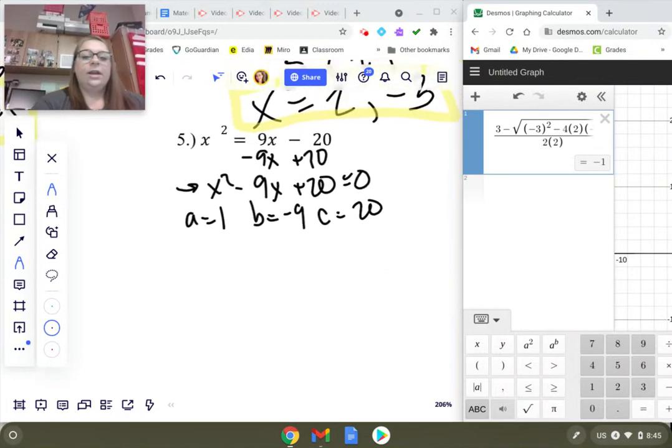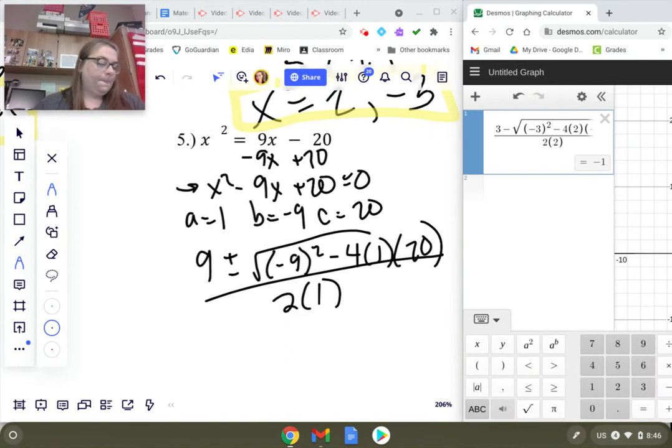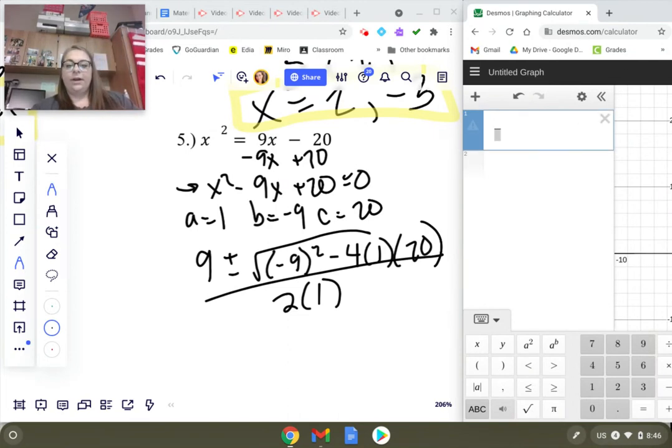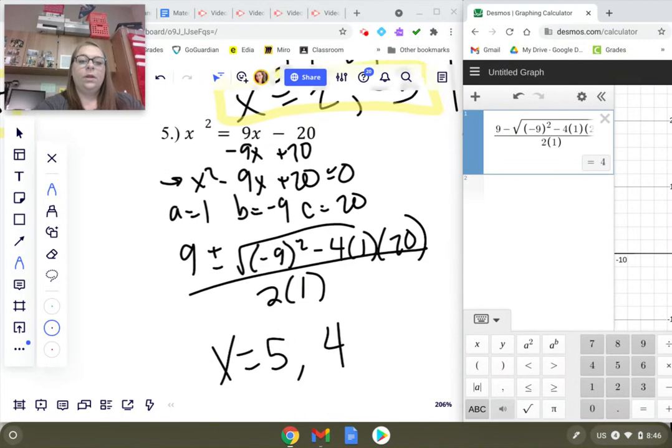For this one, again, opposite of b, so b is already negative, so positive 9, plus or minus radical b squared minus 4 times a times c, all over 2 times a. So let's plug it in. Divide first, 9 plus radical negative 9 squared minus 4 times 1 times 20, all over 2 times 1, which gets us 5. So x equals 5. And again, switch that to a negative. So 4.